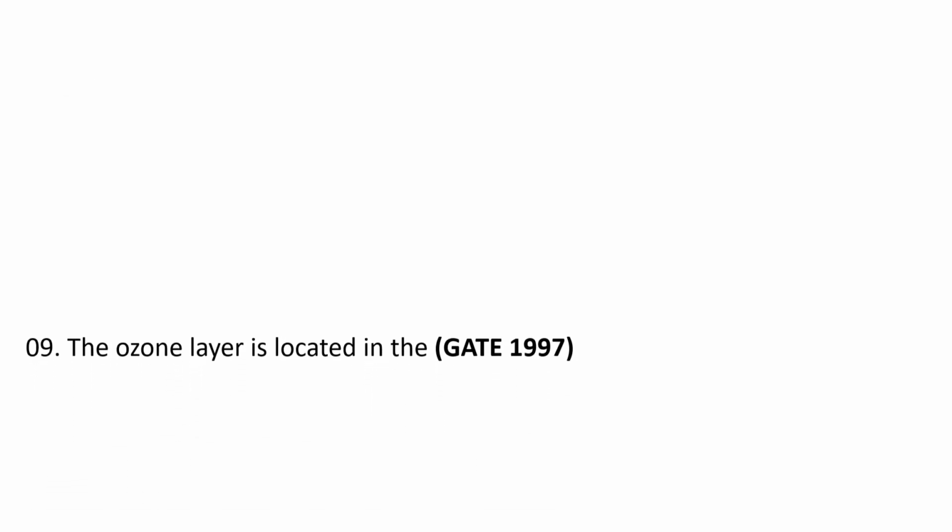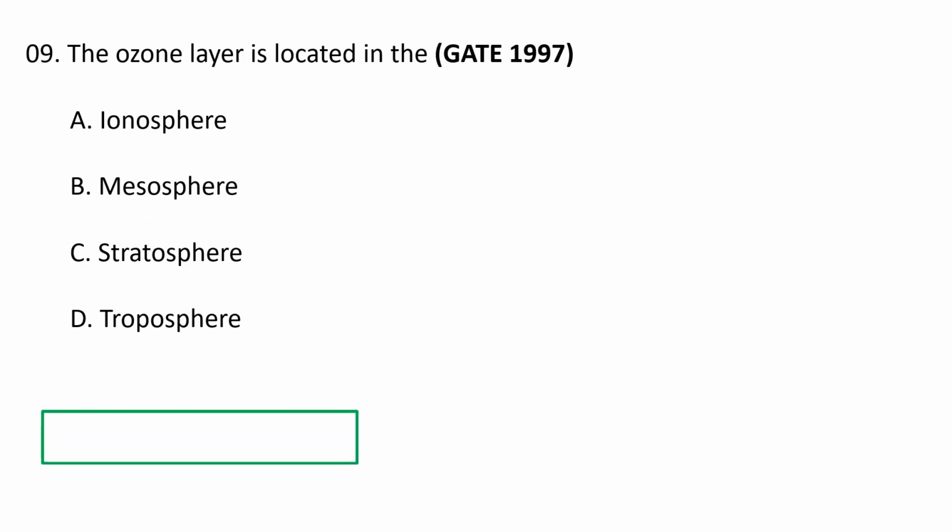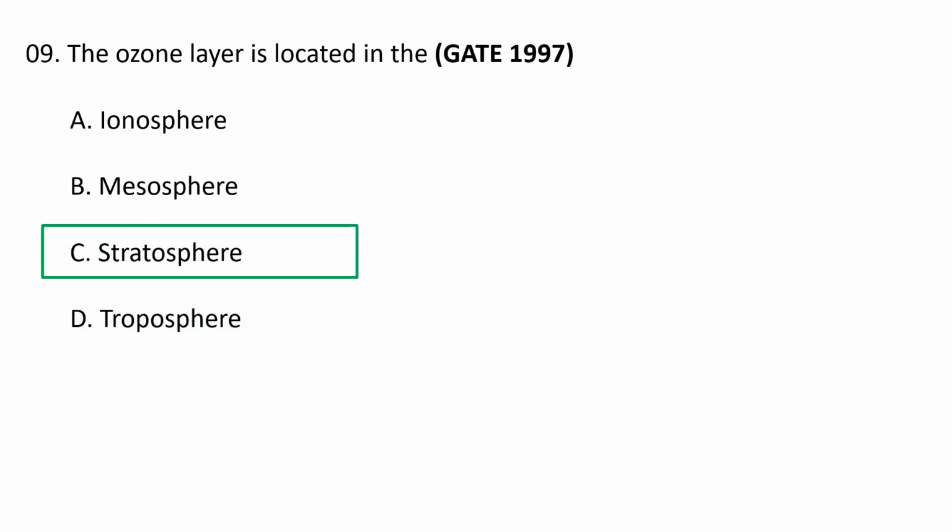Next question. The ozone layer is located in the, very simple question, A. Ionosphere, B. Mesosphere, C. Stratosphere, D. Troposphere. The ozone layer sits in the stratosphere between 15 kilometers and 30 kilometers above the earth and shields us and other living things from the sun's harmful ultraviolet radiation. Ozone layer depletion could have serious effects on human health and the environment. C is the correct option.